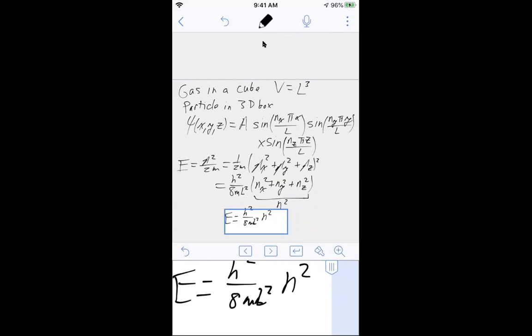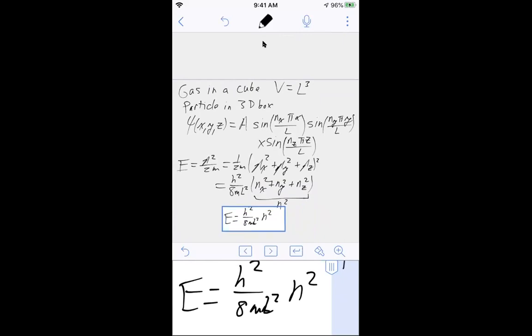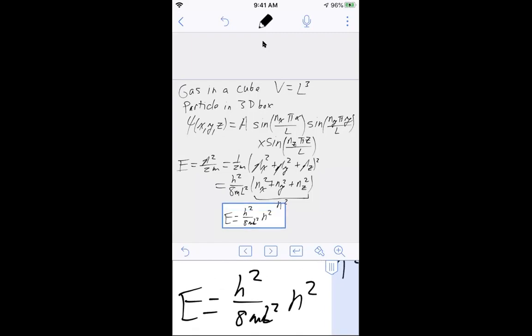So this is technically discrete, but we can treat it like it's a continuous thing because those points are so closely spaced. What we're going to do is try to figure out how many particles in this box would be able to have this particular energy. All right, so I'll write that down.